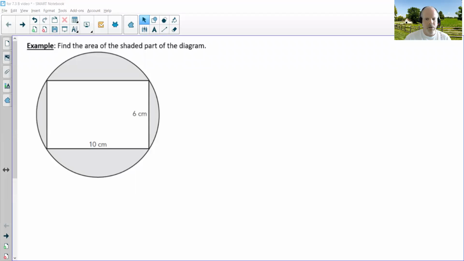We're now trying to find various things. It could be area, it could be the length or dimension of a figure, but for this example, we're trying to find the area of the shaded part of the diagram. The shaded part is inside of the circle, but outside of the rectangle. We would say that the rectangle is inscribed inside this circle.